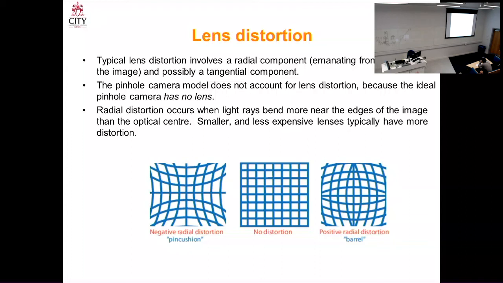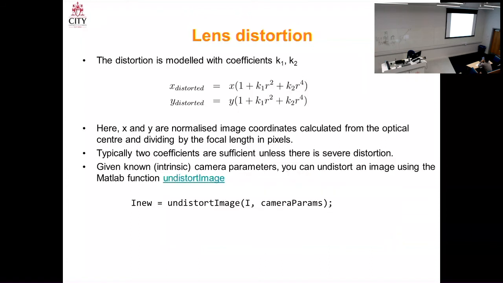So if we have a camera with lens distortion, we want to undistort the image to correct for this behavior. Earlier you learned about the pinhole camera model. The pinhole camera model doesn't account for lens distortion because it has no lens, right? It's just got a hole where the light goes through. So if you want to deal with lens distortion, it's not hard.